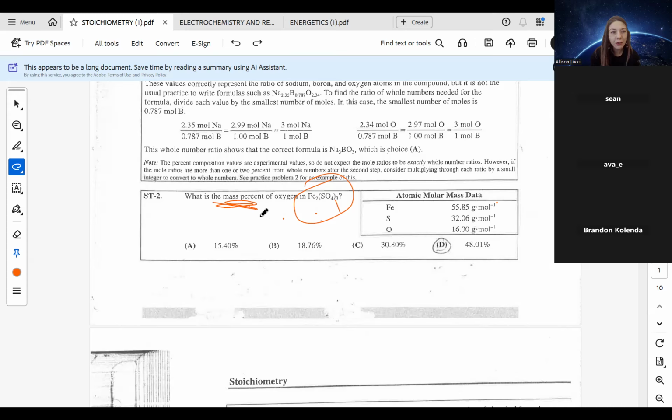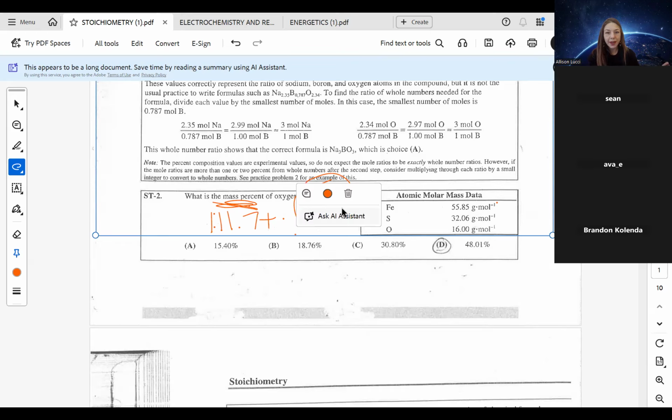I might not write out all the numbers for obvious reasons because of my stylus, but let's see here. What do we have? We have 55.85. We have two of those, so that will give us 111.7 for my mass of iron. Plus I have 3 sulfurs, right? Because this subscript gets distributed to my S here. So I'm going to do 3 times 32.06.